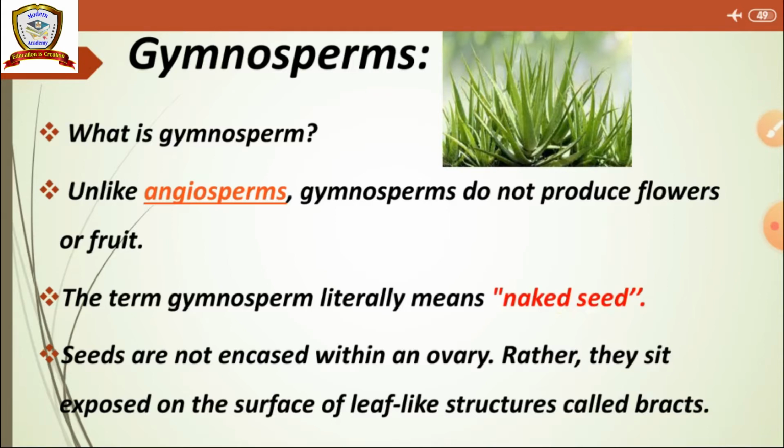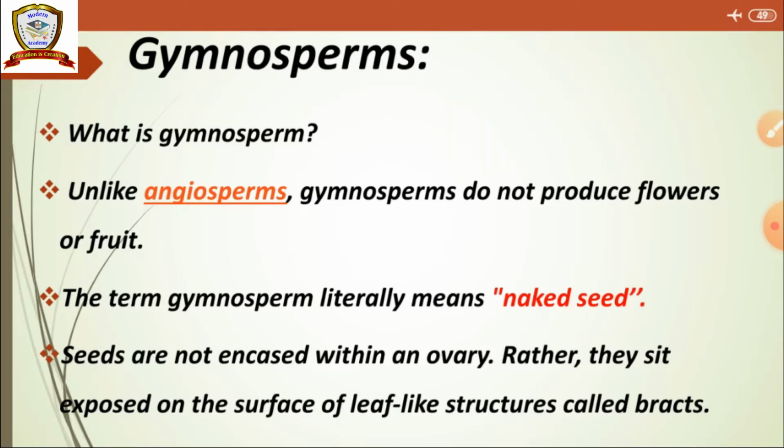So gymnosperms do not produce flowers or fruit, so we can call them non-flowering plants. What does it mean? They have naked seed. Usually seed means that it should be in the ovary, but here these are non-flowering plants, so the seed is not present in the ovary. Instead, it is on a modified leaf-like structure present on the plant, which is called bracts.